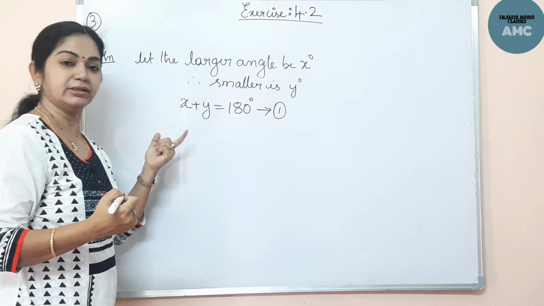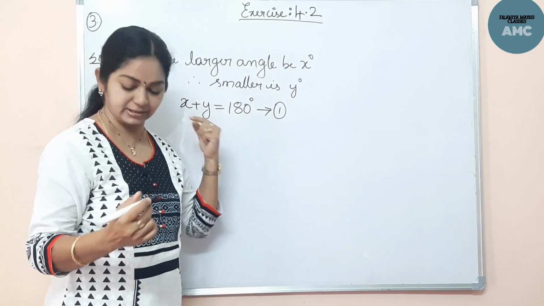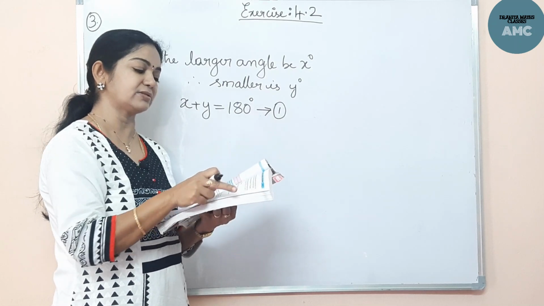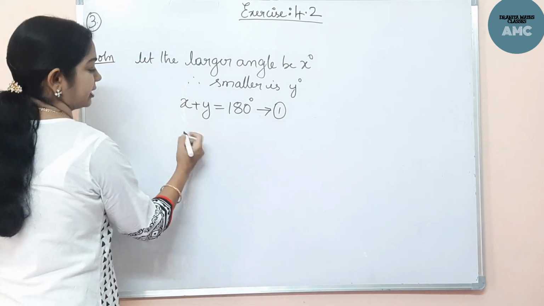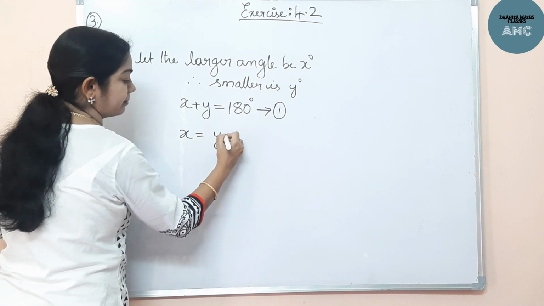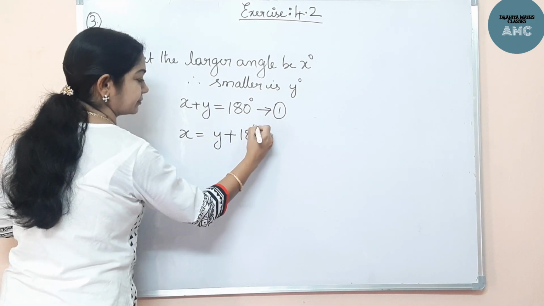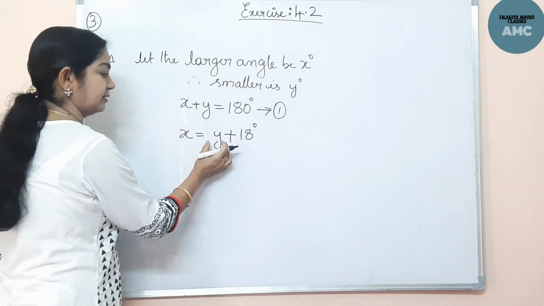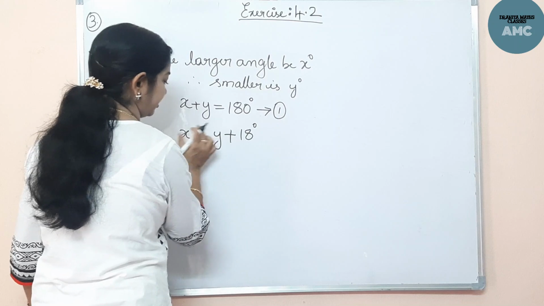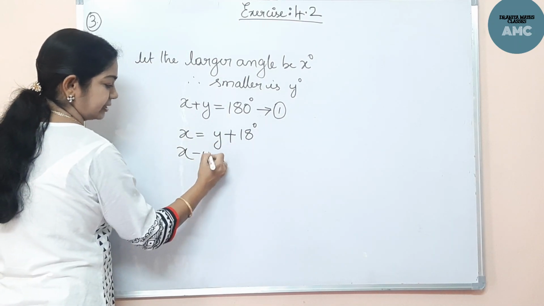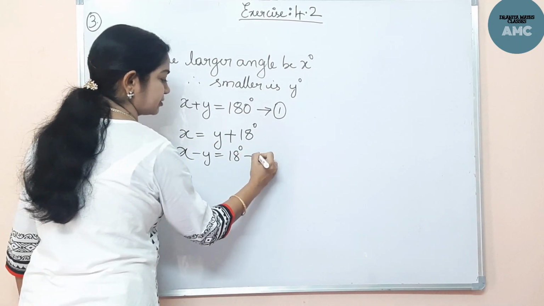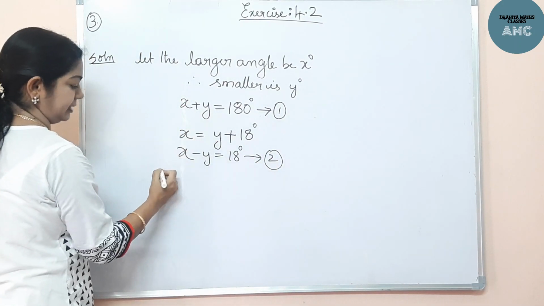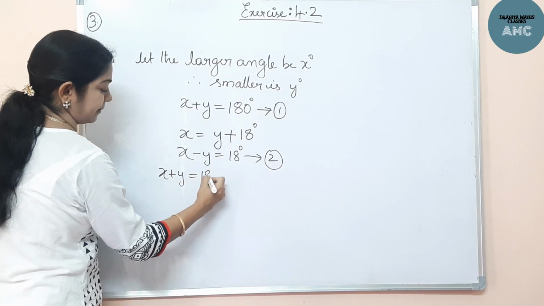Now, given that the larger of the two supplementary angles exceeds the smaller by 18. The larger angle is exceeding the smaller by 18. So x equals y, the smaller, plus 18. Here, if you bring this to this side, x minus y is 18 degrees. So this is our equation 2. Now we have to find both the angles, just simply solving the equations.